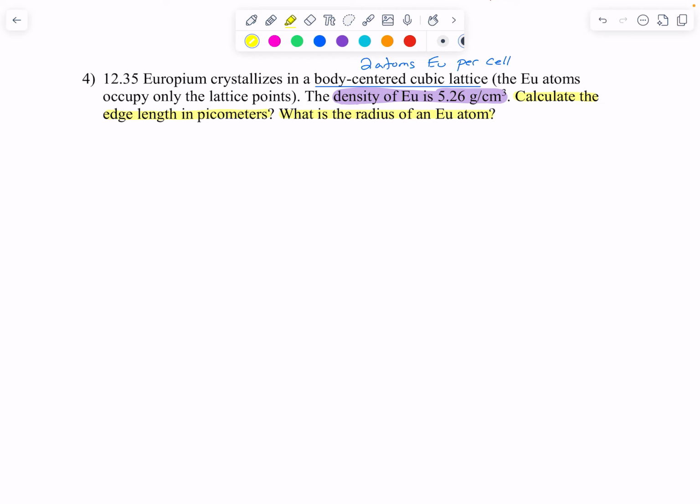Well, let's work on this. I know that europium has 2 atoms per cell. So I need to get volumes, right? Because if we look again, if we duplicate that there and make a nice crystal structure.